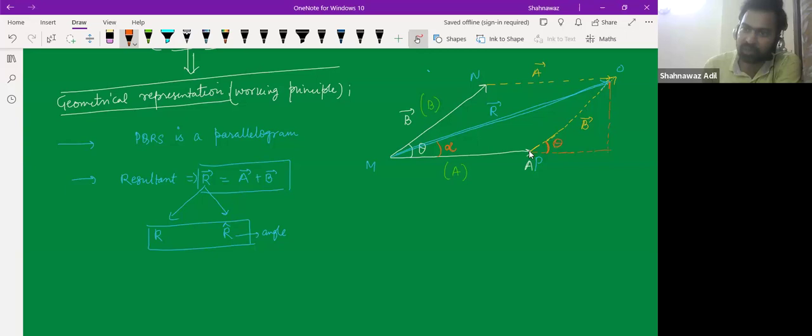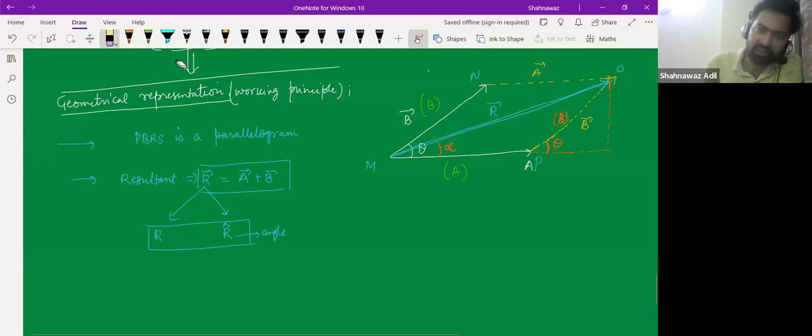And what is this magnitude? This magnitude is B. This is the same as this one because it is a parallelogram, so MN would be equal to PO, which is B. Now we have this magnitude B, and we want to find this perpendicular and this base. So this is the hypotenuse.